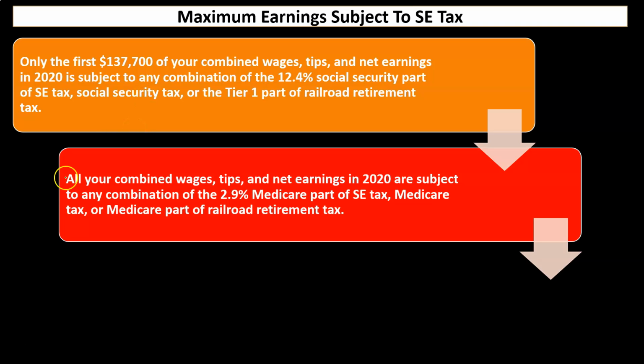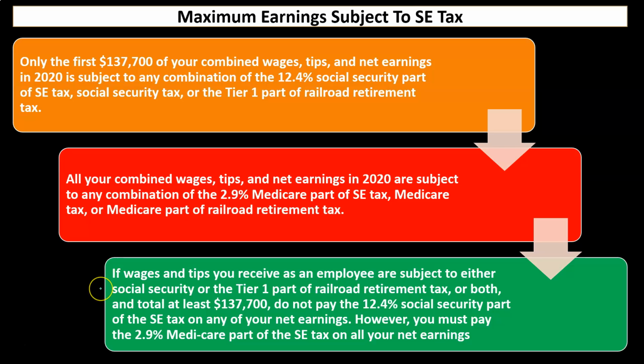Okay, and then we have all your combined wages, tips, and net earnings in 2020 are subject to any combination of the 2.9 Medicare part of the self-employment tax, Medicare tax, or Medicare part of the railroad retirement cap tax. So the 2.9, which is the 1.45 times 2, employee and employer portion of the self-employment tax, doesn't have a cap. So there is no cap. It just keeps going. You keep on paying the tax no matter how high your income is.